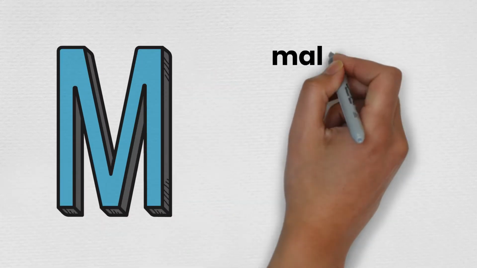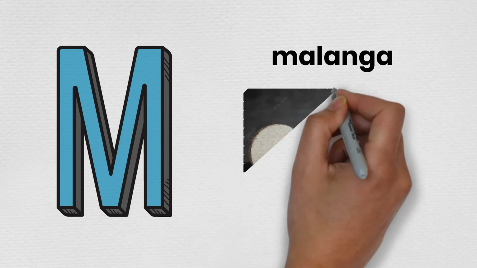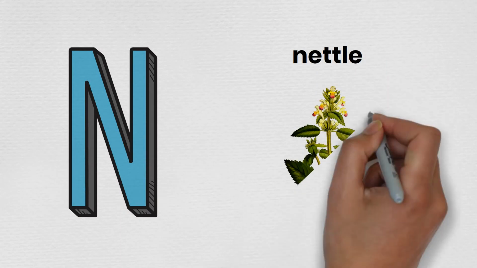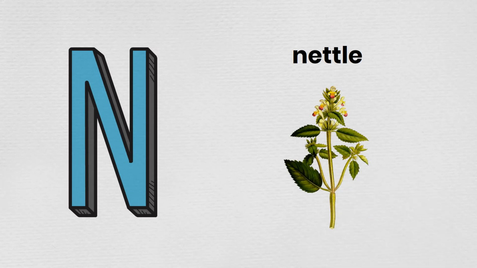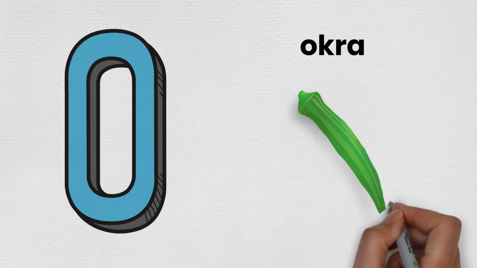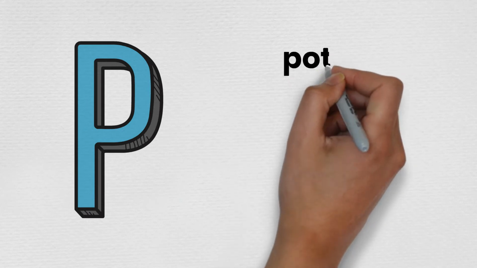M is for malanga. N is for nettle. O is for okra. P is for potato.